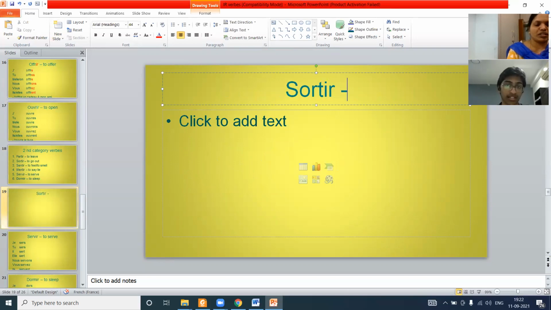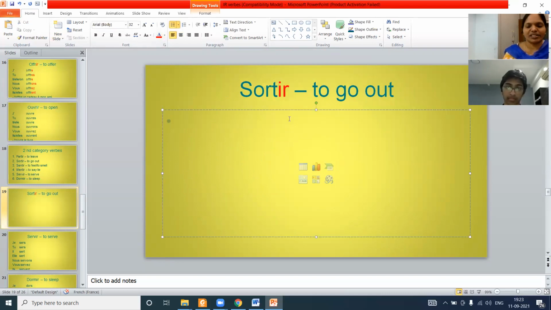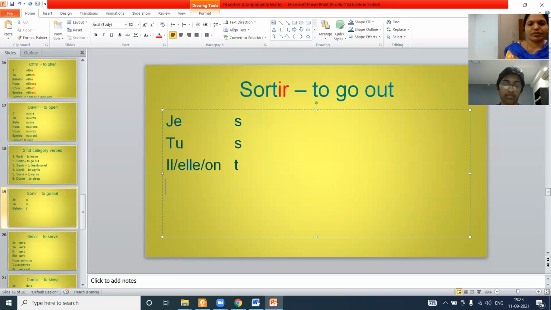So, how do we have to change this? I will say it means to go out, to exit. See, we need to remove IR. So, SS, ONS, EZ, ENT are the endings. For je and tu, yes. For il, elle, on, sst. And for nous, ons. For ils, elles, ent.